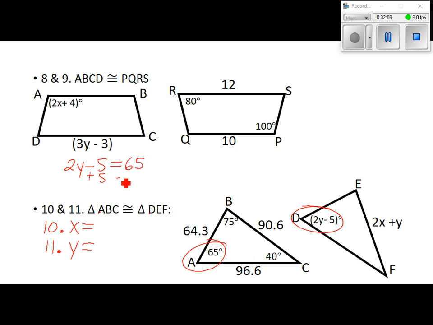Add 5 to both sides. 2y equals 70. Divide by 2. End up with y equals 35. So that's the answer to number 11.